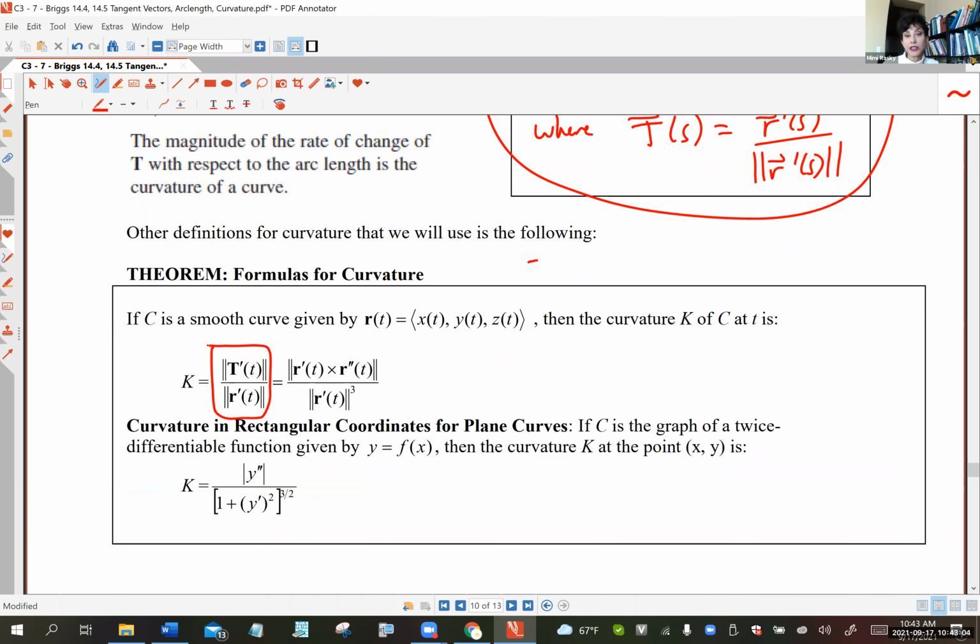I just like taking the magnitude of big T prime and dividing it by speed, the magnitude of R prime. That's my personal favorite. The only time I don't use that one is if big T prime is turning out to be a real pain to get, which sometimes it is. Like if to get big T prime, you have to use the quotient rule with the chain rule, and it's a big hot mess. Sometimes that happens. It's like, oh, this is going to take me forever. Then you may want to use this one instead. So this one involves taking a cross product of the velocity and acceleration vectors, then taking their magnitude and dividing it by speed cubed.